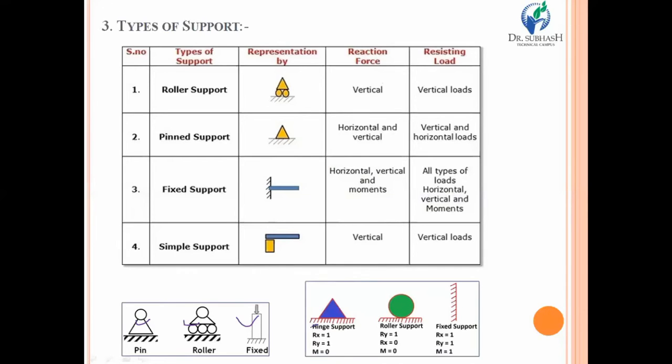Suppose a hinge support is there, so it will offer a reaction in the horizontal and vertical directions, and there will not be any kind of moment. If you are using roller support, then only a vertical reaction is produced, that we have already discussed. There will be no reaction in the horizontal direction, and a bending moment is also not set up. If you are using fixed support, then definitely it will offer a reaction in the horizontal direction, the vertical direction, and a moment also.